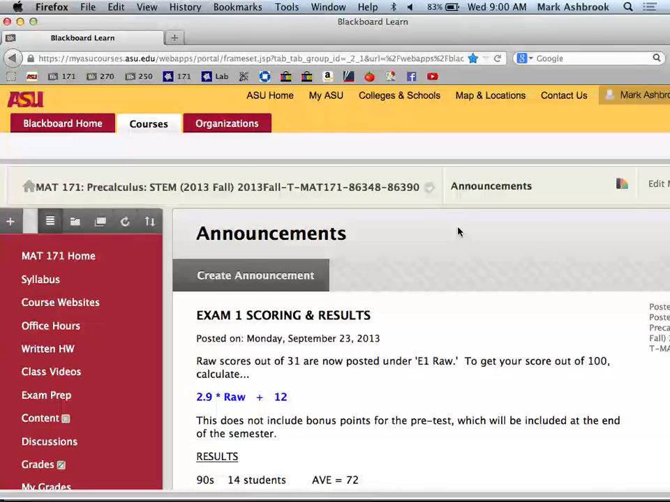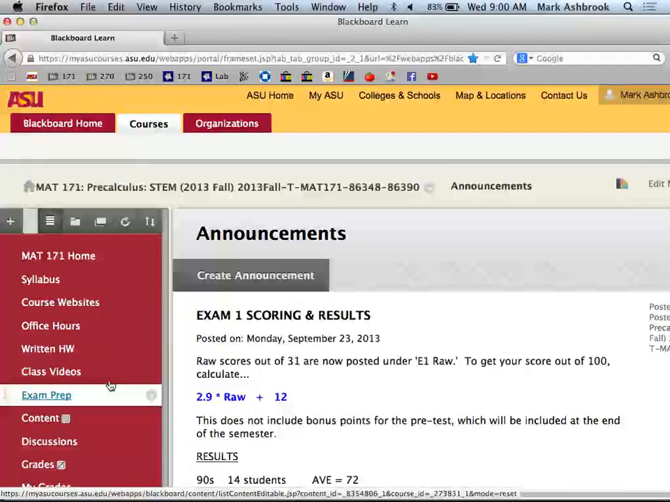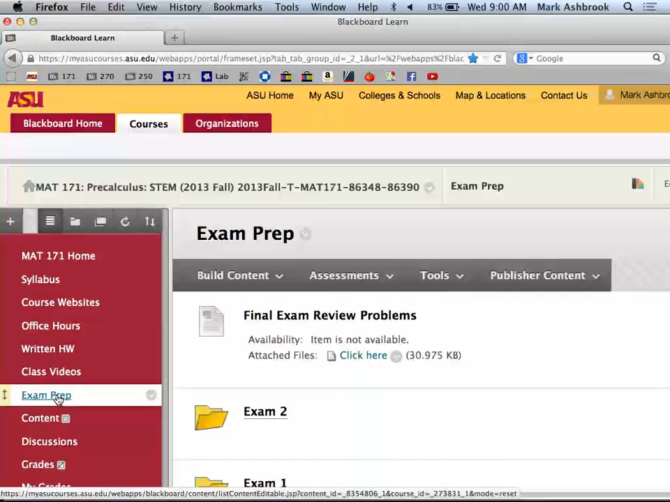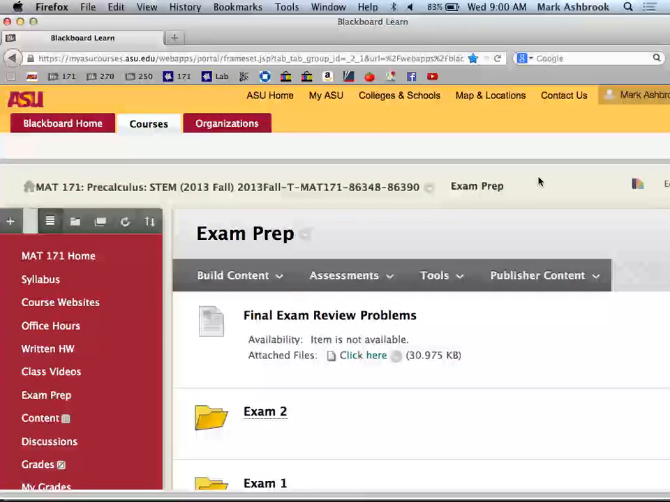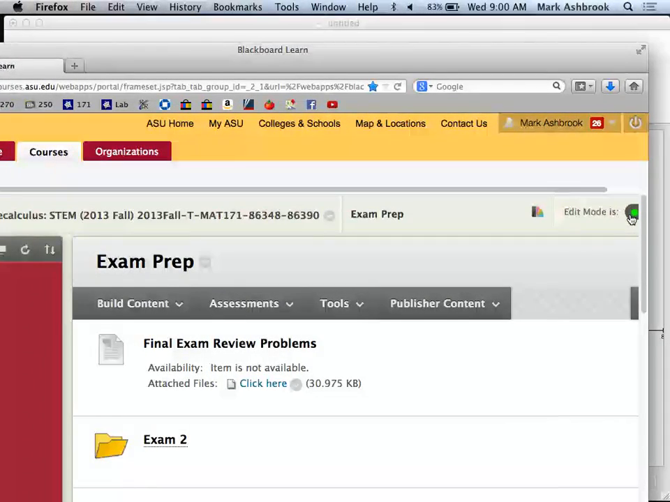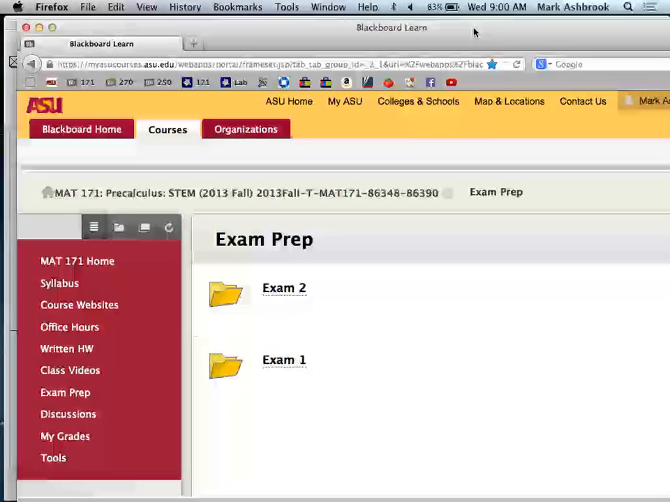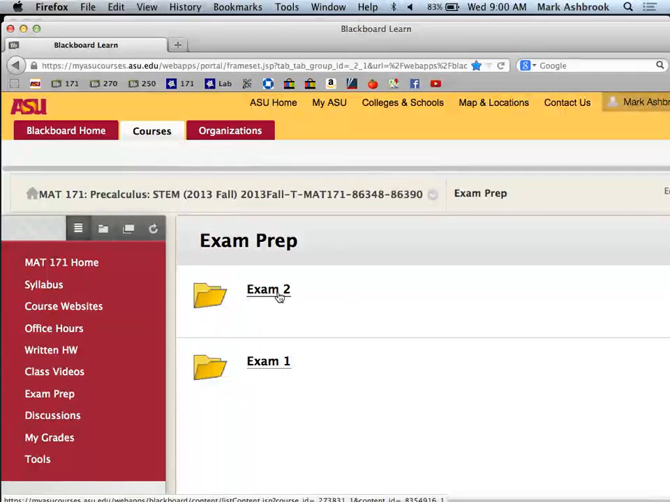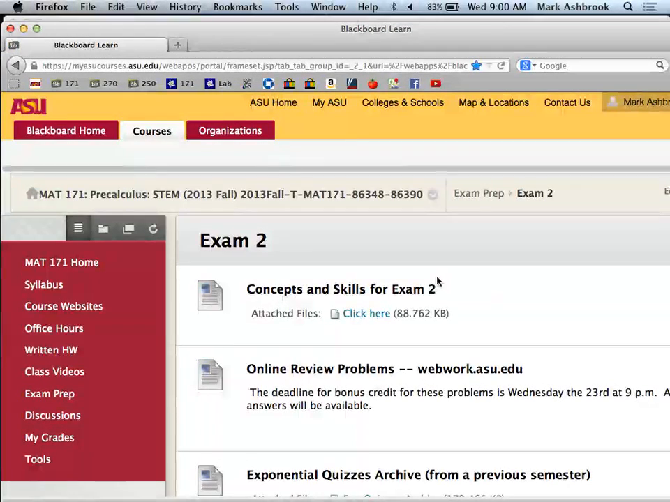Okay, so again, our exam is tomorrow. If you go to the exam prep area, go to the exam 2 folder. This is a comprehensive outline right here, so there's nothing on the exam that isn't mentioned here or wasn't emphasized in class. The web work, many of you have worked on that.